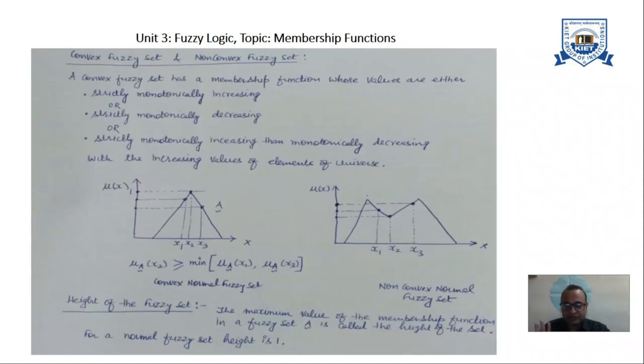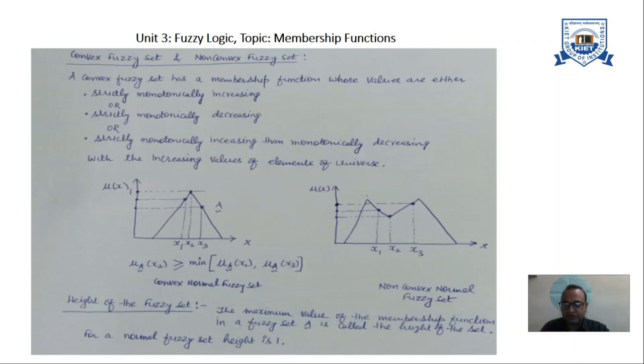Either this condition will be satisfied. So if this condition is satisfied, what does it mean? Say for example, just check this part. Once you increase in this way, automatically you find that the membership values keep on increasing. If that is happening, we can say that this is a convex fuzzy set.